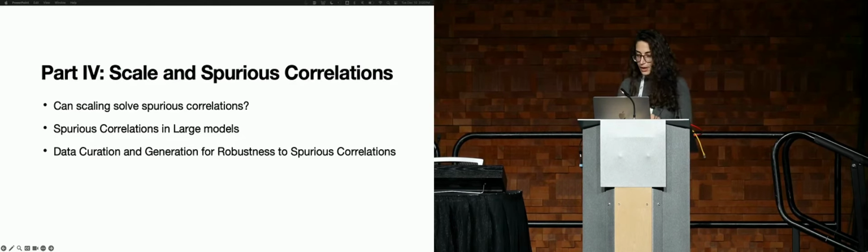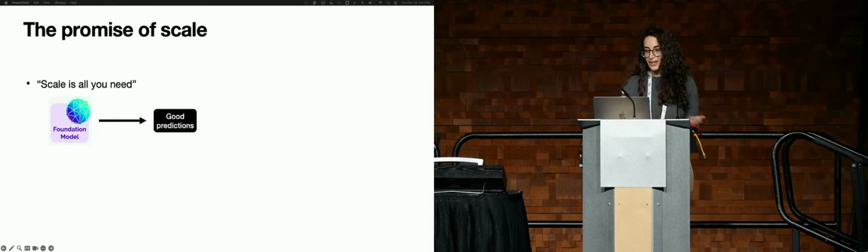And in the last part, we will discuss recent work on these kinds of questions and how to mitigate spurious correlations in big foundation models, and how we can leverage the abilities of large generative models to improve their robustness to spurious correlations. Okay. So again, a lot of us have heard this idea that scale is all you need.